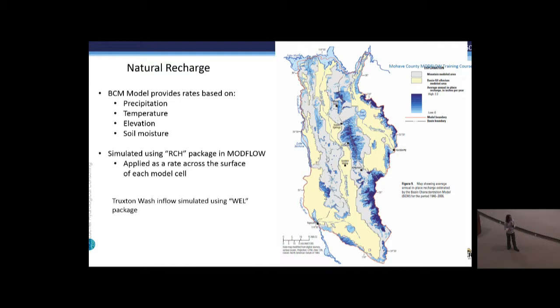The one exception was the Truxton wash inflow to the basin, somewhere over here, right here. That was simulated as a well. They simply estimated how much water recharged into the alluvium when it hit the basin, and they injected that into the model right there. They did say that this could be an area of improvement, where this could be turned into a stream in the model instead of just an injection well.